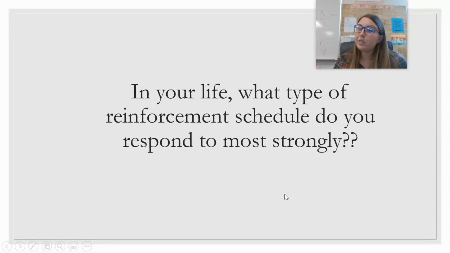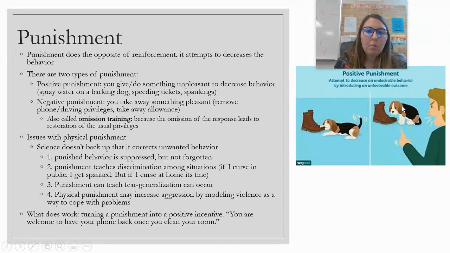Now, I also want you to answer for me: in your life, what type of reinforcement schedule do you respond to most strongly? And think of some examples in your life where reinforcement schedules are used. Maybe you get an allowance. That would be following one of these types of reinforcement schedules.